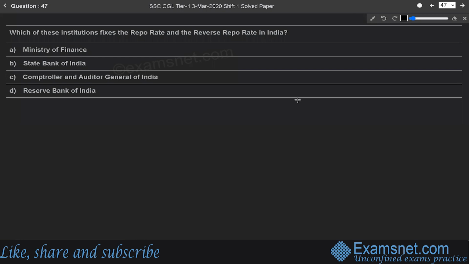Next question is, which of these institutions fixes the repo rate and the reverse repo rate in India? And the options are Ministry of Finance, State Bank of India, Comptroller and Auditor General of India, and Reserve Bank of India. Before getting the answer for this question, firstly, you should understand what is repo rate and reverse repo rate.